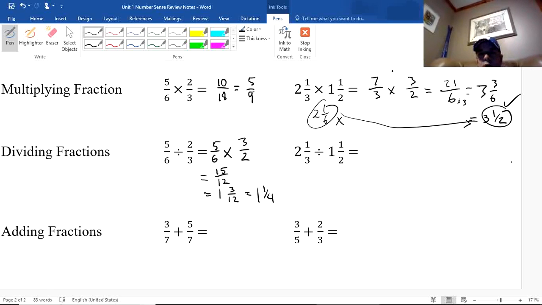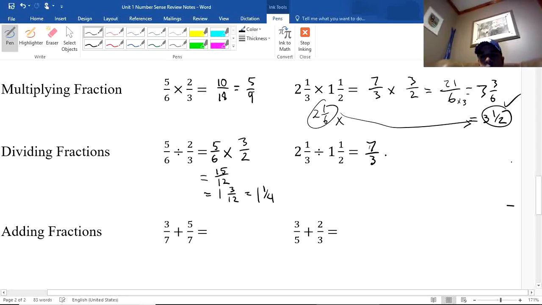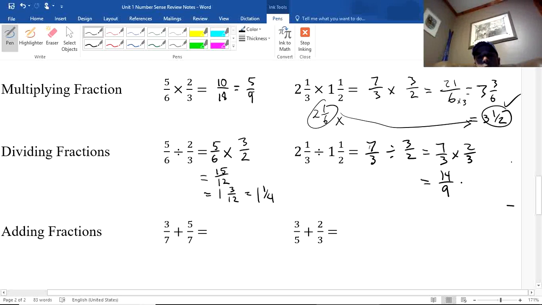So again, this becomes 7 over 3 divided by 3 over 2. And then now I have to flip these two numbers. So it ends up being 7 over 3 times 2 over 3. And this ends up being 14 over 9. And if I was going to do this all the way down, it'd be 1, and there'd be 5/9. Okay, and that's my answer here, or here if you would like to leave it in entire fraction form.